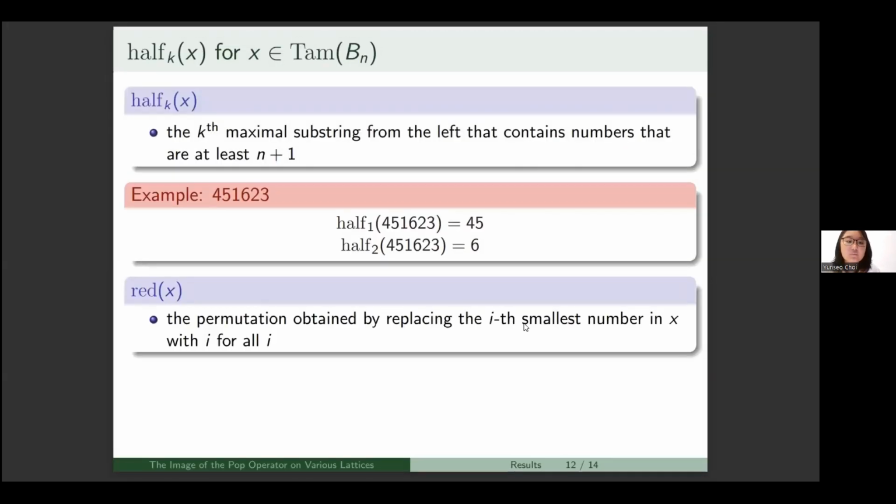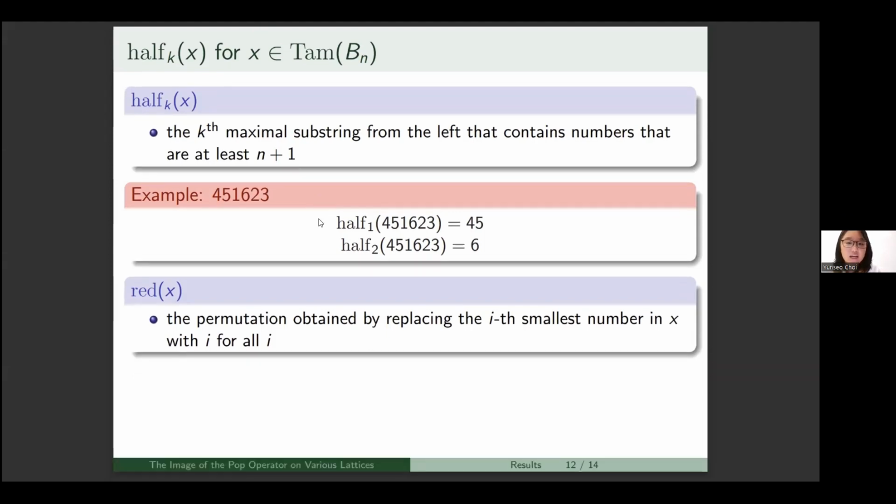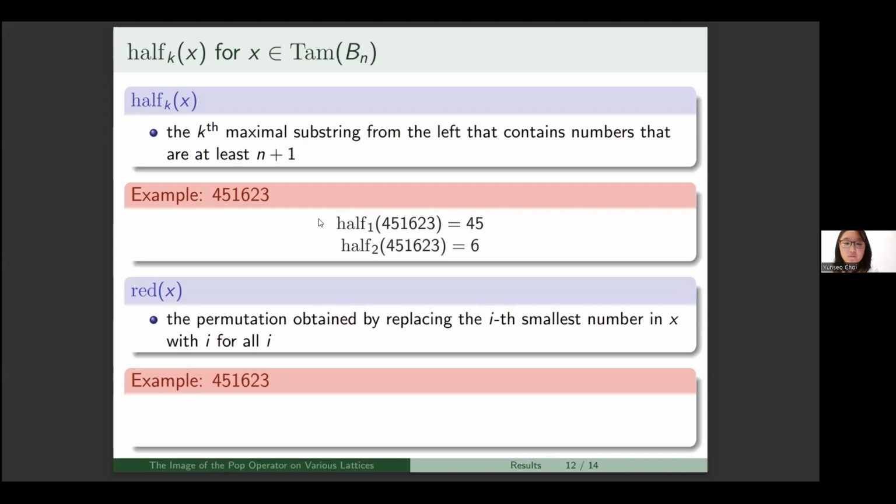And then also we're going to define the notion of reduction, which is we take a permutation and replace the ith smallest number in x with i for all i. And so, for example, in our permutation 4, 5, because 4 is the smallest number and 5 is the next biggest number, we make that 1, 2. But in the case of half 2, which just returns 6, it just happens to be 1.